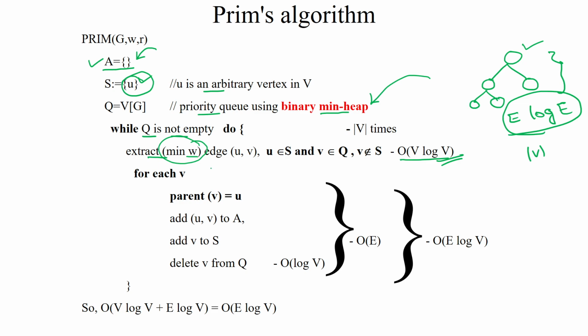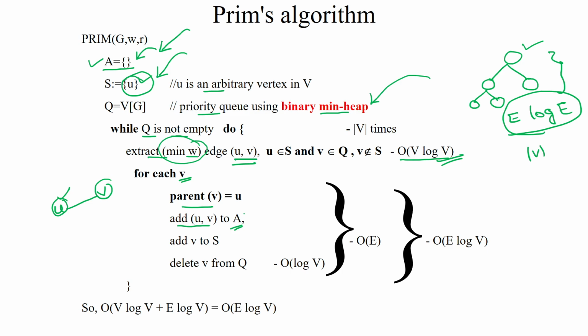Once you have selected this edge for each vertex V, set the parent of V. Here the source vertex is U, and we have established the minimum weight edge to V. So for V, the parent is U. That is what is given here: parent of V is U. Then add that edge into A, which was initially empty.